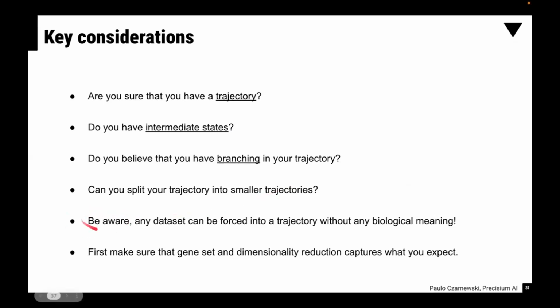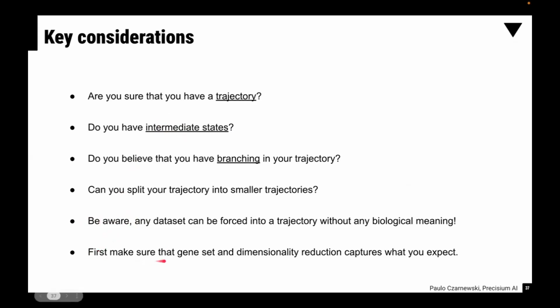And as always, be aware that any data set can be forced into a trajectory without any biological meaning. Let's say I have two different clusters, B cells and T cells, in mature peripheral blood. In theory, you can see trajectories there, but they don't mean anything. So be aware that that can happen, and don't do that. Make sure that you have all the intermediate cell states, for example, in your data set.